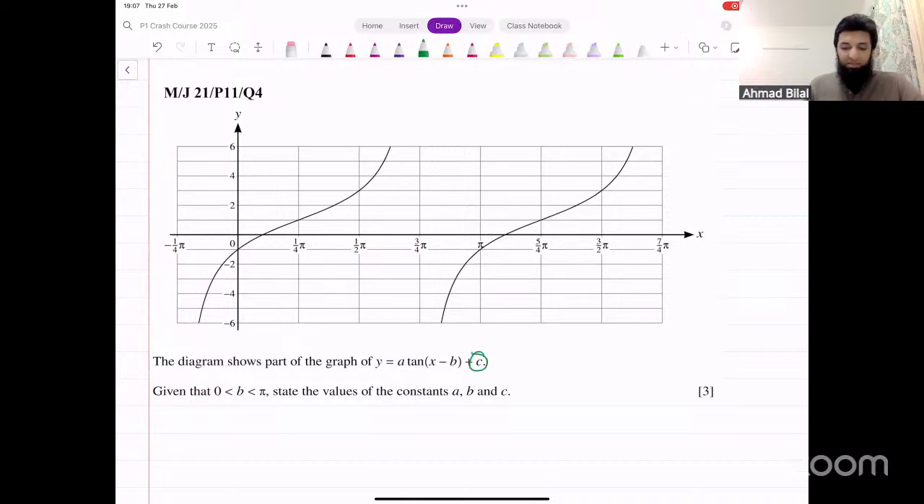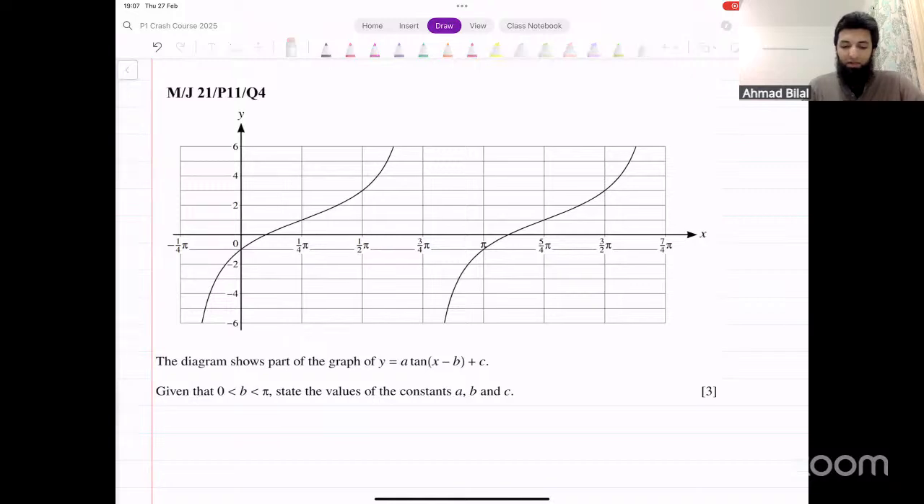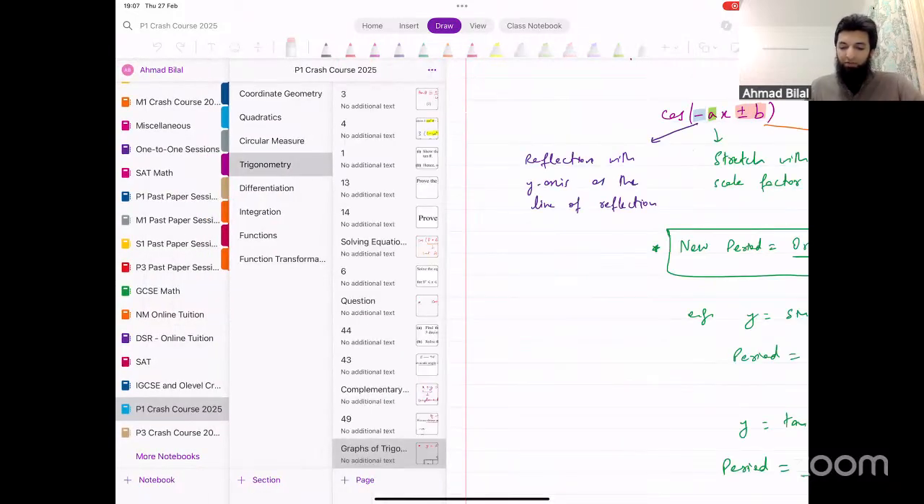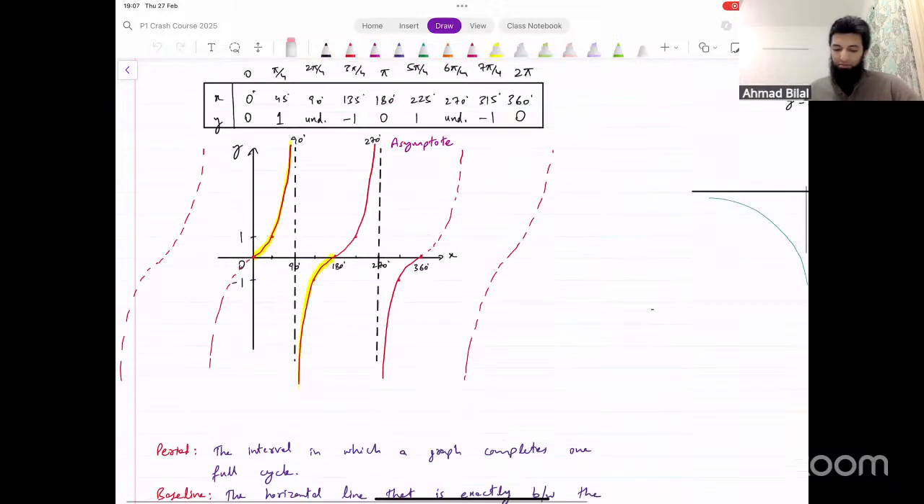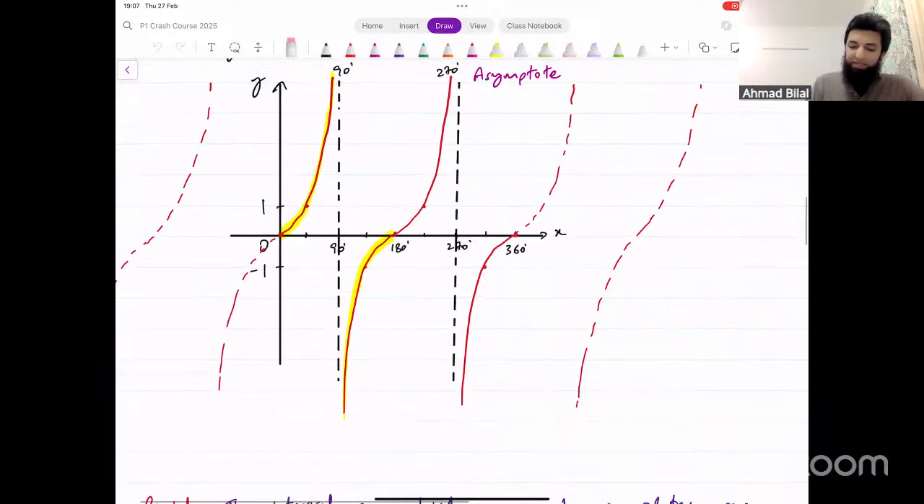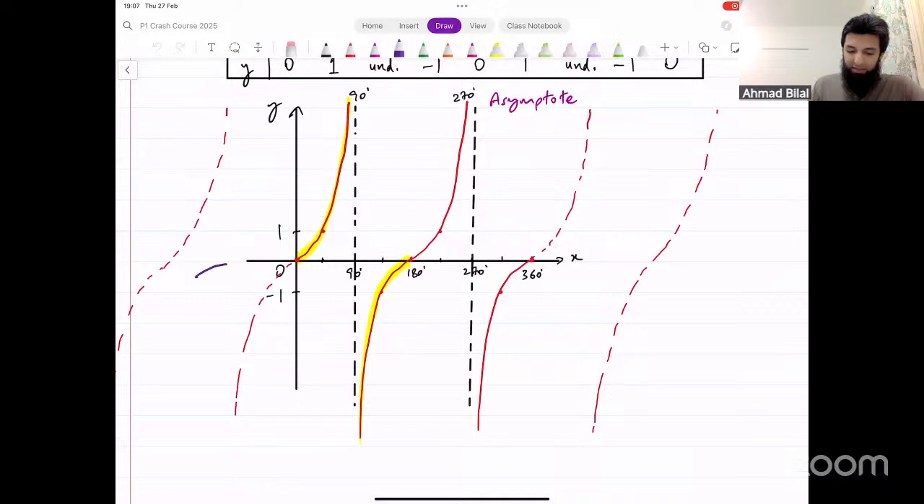But c still represents the baseline. That's the easiest to figure out, so we can start with that. Remember what the tan graph looks like. This is what the tan graph looks like. Its baseline is at the x-axis.